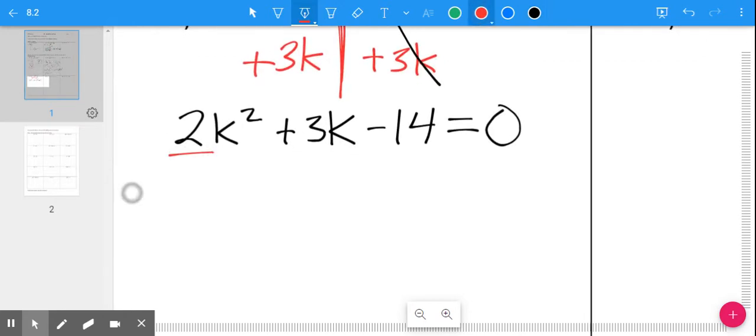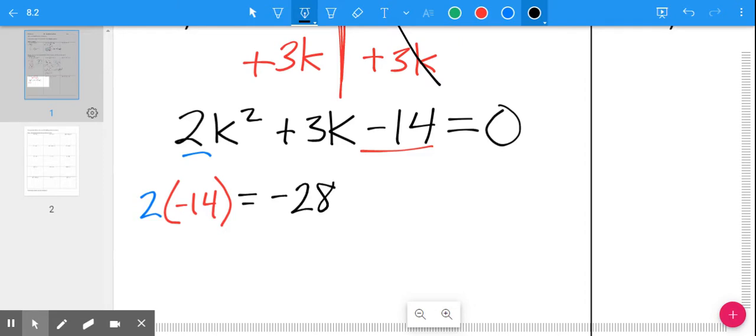We know that a is 2. C is negative 14. So when you multiply those, you get negative 28. In order to make a negative, your factors have to be a positive and a negative, and we want them to add up to 3. So that means your bigger number has to be positive because that 3 is positive. So we have negative 1 times 28, negative 2 times 14, negative 4 times 7.